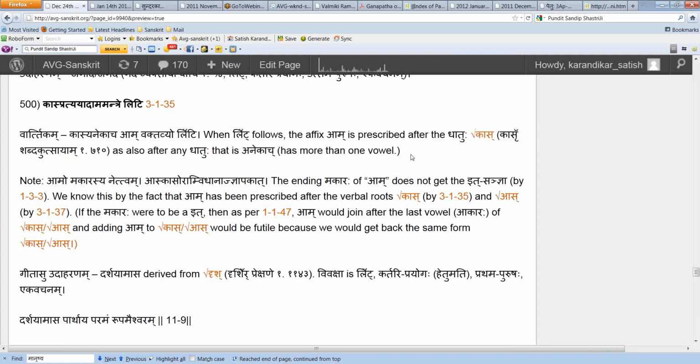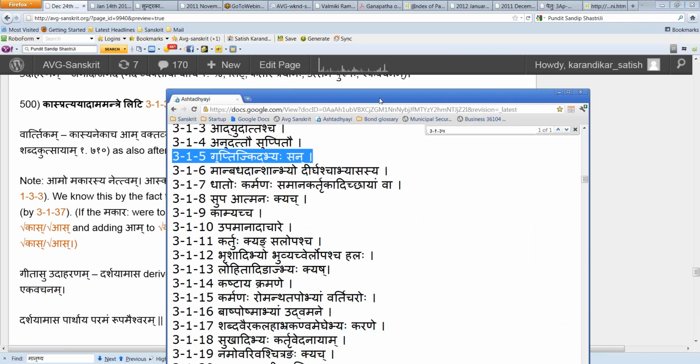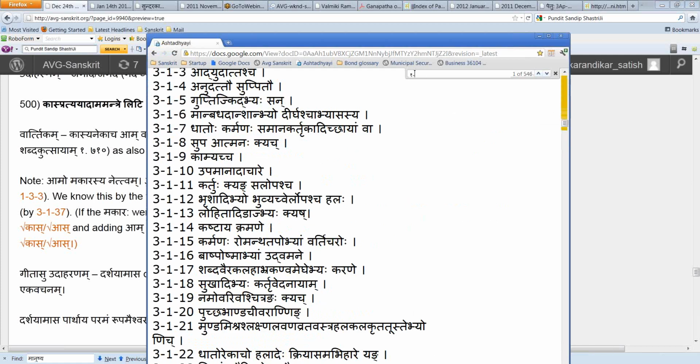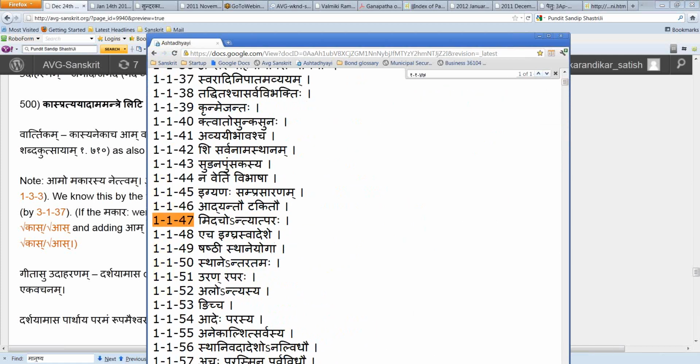Now the first question is: is the makara of am an it by halantyam? Because by halantyam, in the technical term upadeshe, the ending hal is an it. So that makara will qualify as an it. But what will happen is that if that is taken as an it, then we will have to apply 1147, vidachu antyat parataha. So we'll have to apply 1147, vidachu antyat paraha.